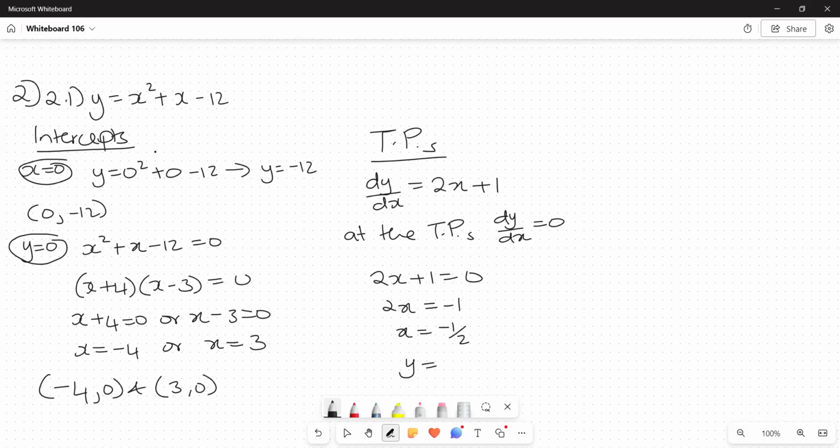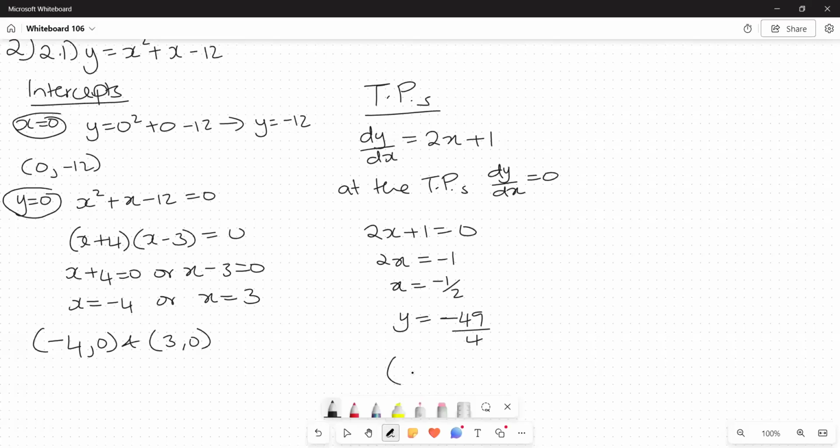And then we find the corresponding y value. We substitute x is equal to minus a half there. And we get minus 49 over 4. Okay, so we have only one turning point, and our turning point is (-1/2, -49/4). Then we have to classify our turning point.